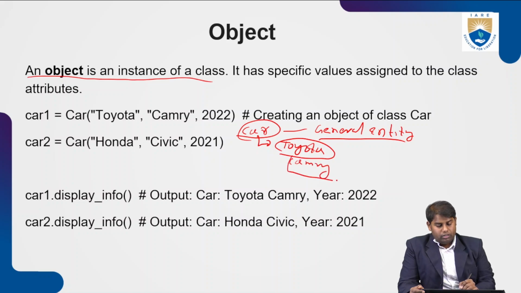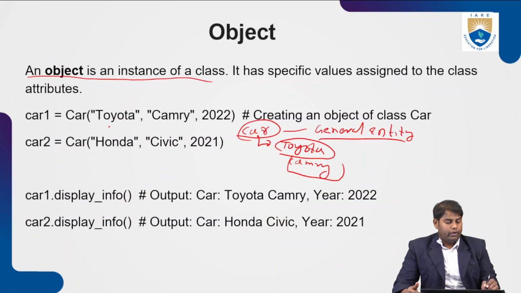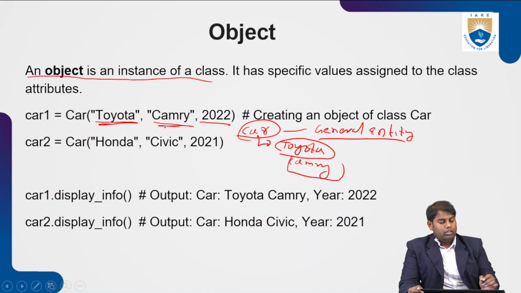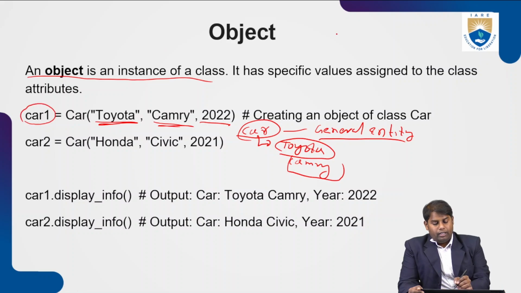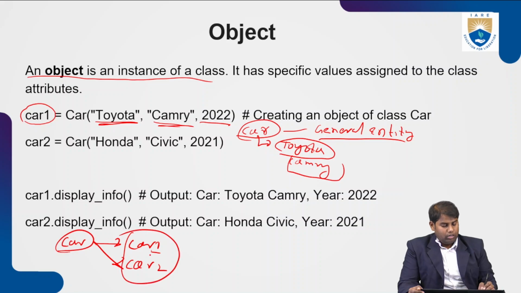Next we have its variation. Basically we have seen in the previous slide brand, model, and year. So now here you can see this is the brand Toyota, this is the model, and this is the year. So these are the attributes. Now you can see car 1. If you take Car as a class, here you have car 1 and here you have car 2.